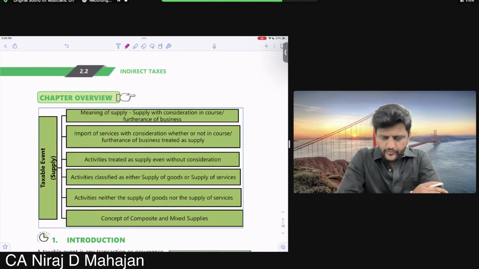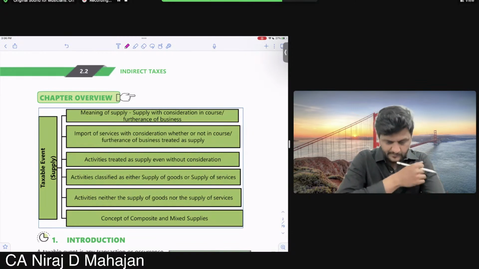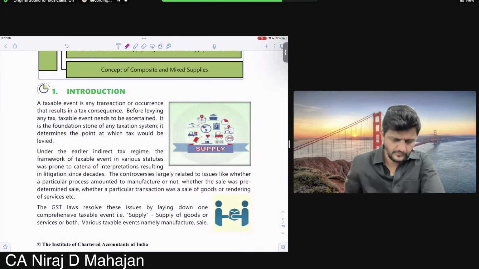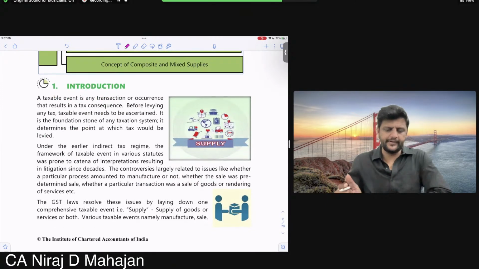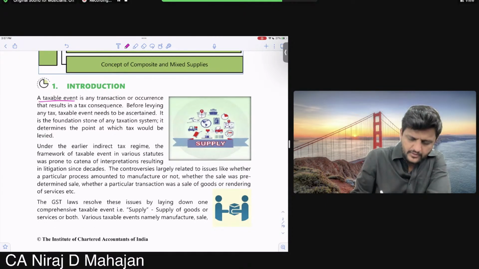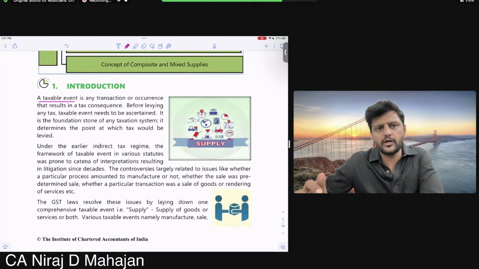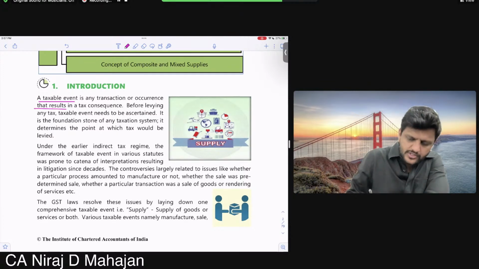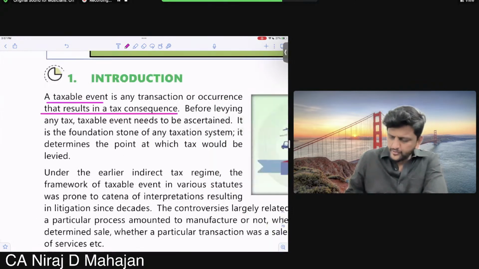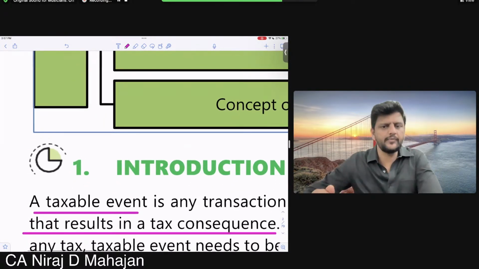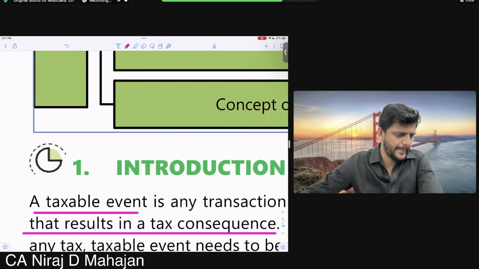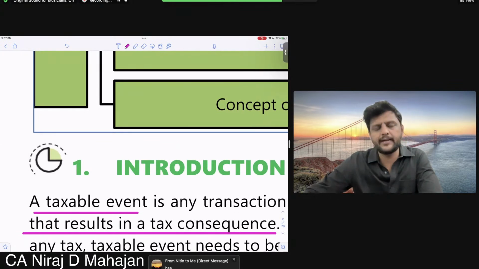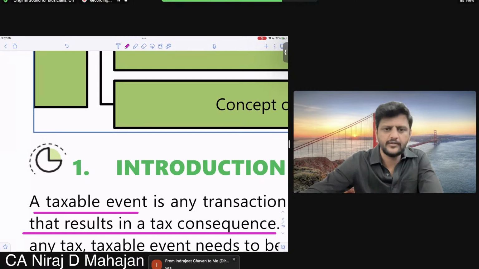Taxable event. Okay, so all of these things you have to understand. A taxable event is any transaction or occurrence that results in tax consequence. Now, tell me, do you remember something called the charging section? In income tax, and also section 145 in income tax. Now I know no one of you will be able to remember. Still, I'll do time pass. Tell me.